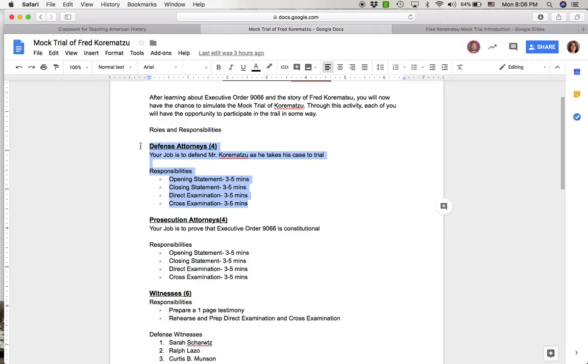It says your job is to defend Mr. Korematsu as he takes his case to trial. So 4 students, and sometimes in the bigger classes we'll have 5 attorneys, but 4 students will act as defense attorneys. You will be responsible, between those 4 to 5 people, for defending Fred. You're trying to prove that he is innocent of the crimes that they have charged him with.